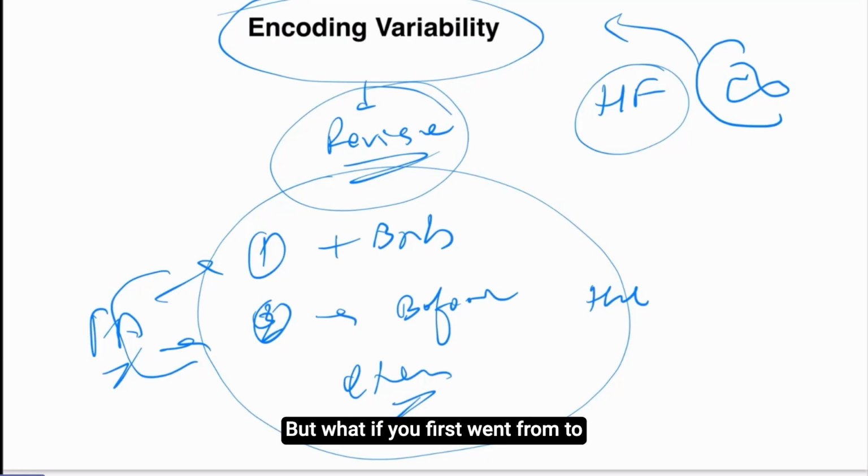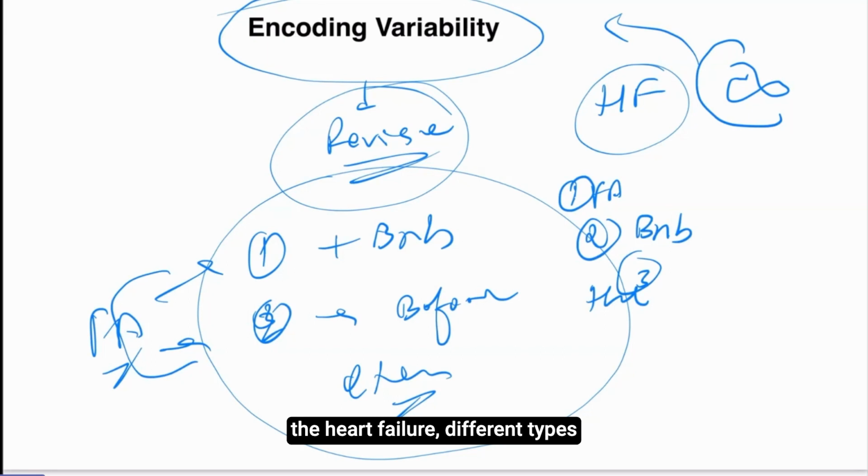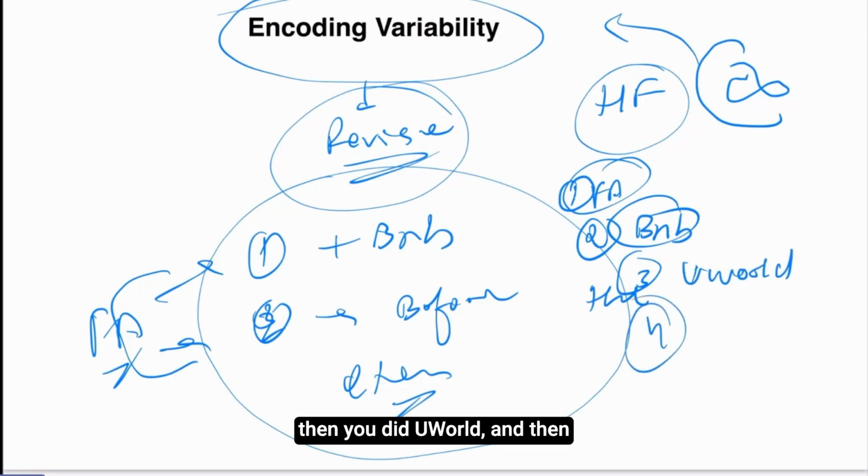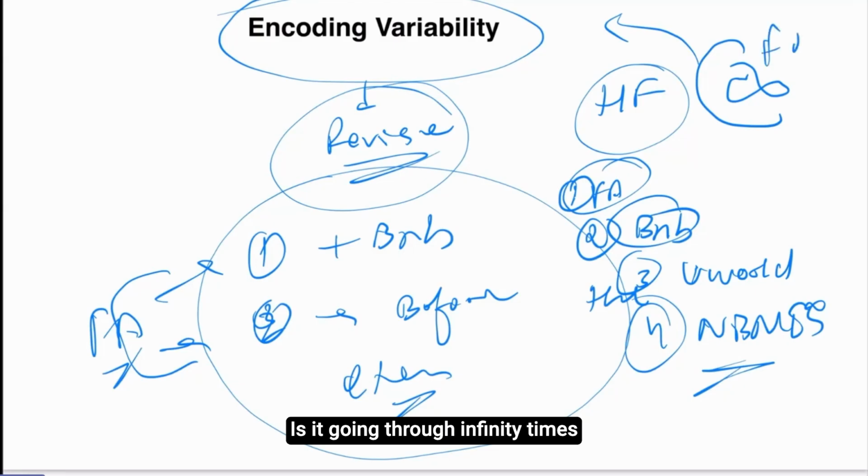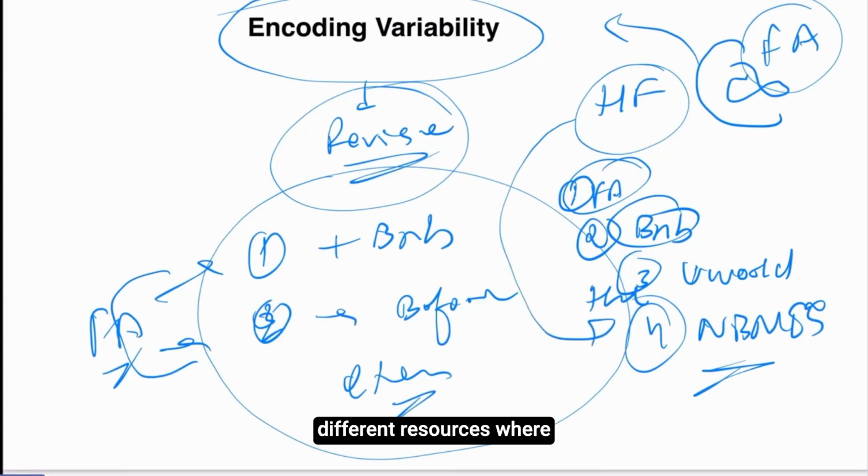But what if you first went to review heart failure from first aid and then you touched it on BNB. BNB took you through heart failure, different types of heart failure, like is this restrictive, different like hypertrophic cardiomyopathy, whatever. So you went through first aid, you went through BNB, and then you did UWorld. And then after UWorld, you did NBMEs. My question is, what is better? Is it going through first aid infinity times to review the same freaking topic over and over again without gaining more understanding from different angles? Or is it better to go through different resources where you're touching the same topic but through different lenses?